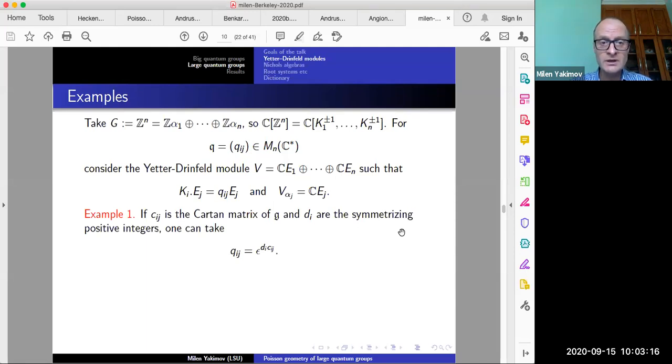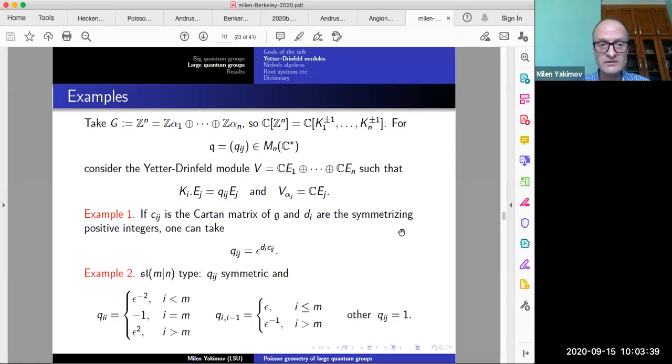For example, if Cij is the Cartan matrix of the Lie algebra G, and Di are the symmetrizing positive integers, then we can take Qij to be epsilon raised to that power. And that's a perfectly nice example of such a matrix Q. So that's called the braiding matrix. It will appear in the next slide why it's called the braiding matrix.